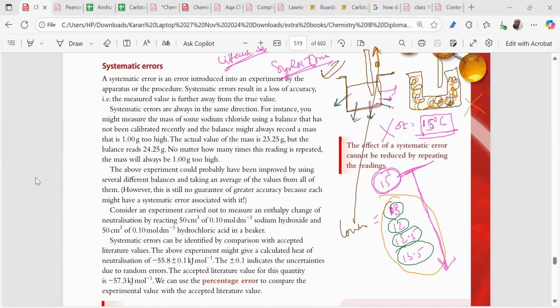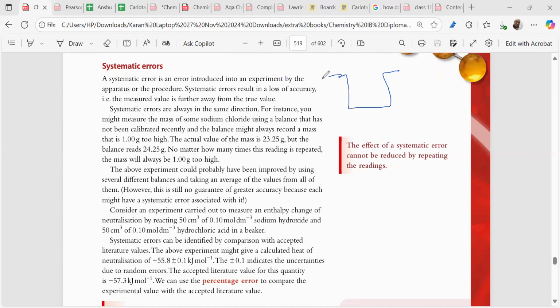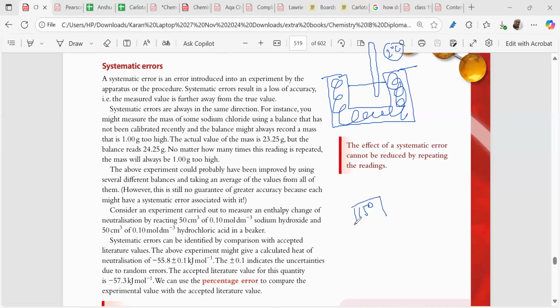Now think of this situation, where we have taken the polystyrene cup, and we've taken the glass wool over here, right? Everything we have done correctly. Now suppose I've added a thermometer which is faulty, which is always measuring 2 degrees more, right? Got it? So 15 degrees centigrade is the temperature we are searching for.